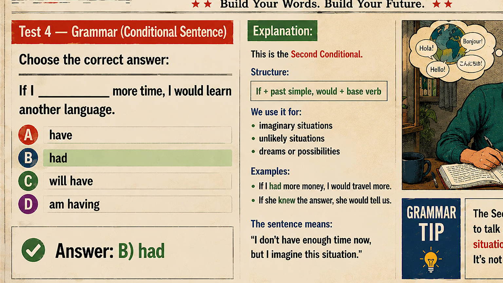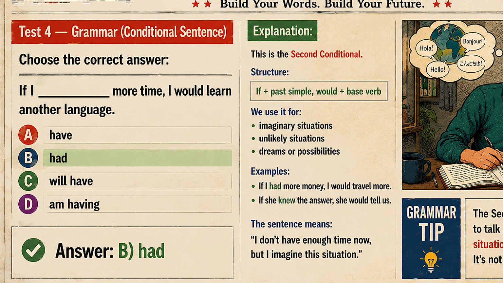Let's have a look at common mistakes. Remember, in the second conditional, we usually use if plus past simple. But we are not talking about the past. I told you, we are talking about an unreal or imaginary situation in the present or future. If I were you, I would study harder. I'm not you, but I'm imagining your situation.